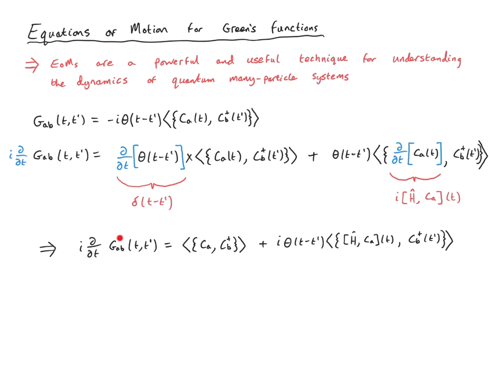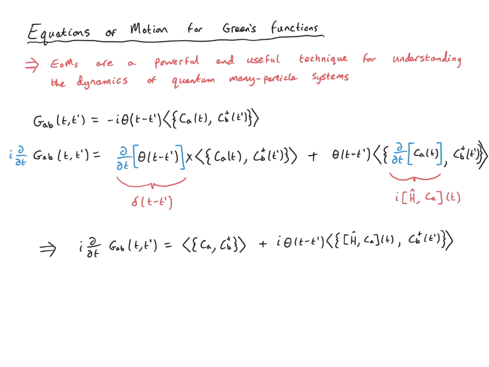If we take the time derivative of a particular Green's function, then we end up with this static piece here. This results because the time derivative of the step function is the delta function, which basically sets t equal to t primed in this expression. Therefore, we have the thermal expectation value of the anti-commutator of two operators evaluated at the same instant in time.